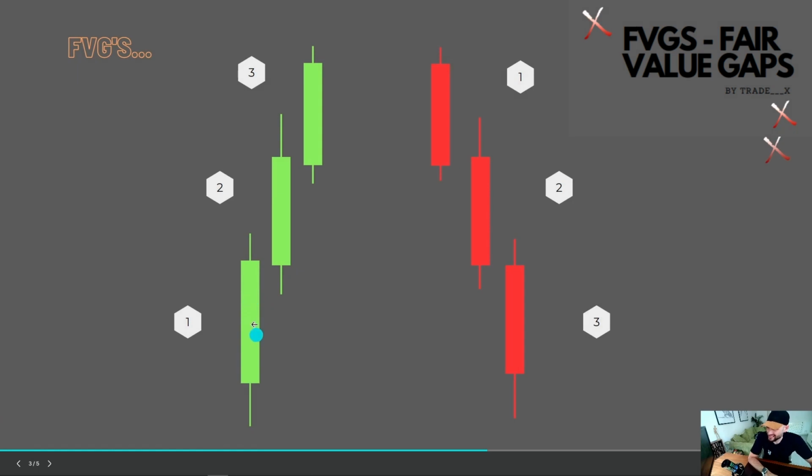Okay, let's start at the very basics. What a fair value gap is. It's a 3-candle formation. We have candle 1, candle 2, candle 3. This is a bullish fair value gap. First candle, we're looking at the high. Then we have a second candle and then a third candle. What we're looking for is the third candle not to overlap the first candle's high.